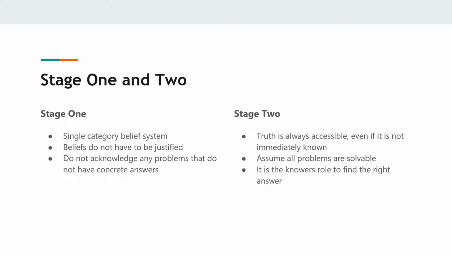In stage 2, individuals believe the truth is always accessible, even if it is not immediately known. They believe that all problems are solvable. They take the viewpoint that some people hold right beliefs while others hold wrong ones. In this stage, it is the knower's role to find the right answer. Individuals in this stage seek the answers from authority figures, as they are seen to have all of the answers.